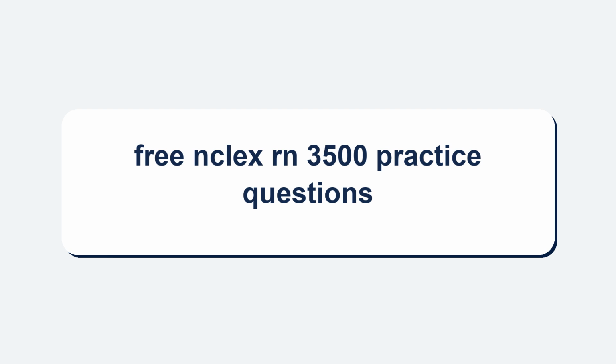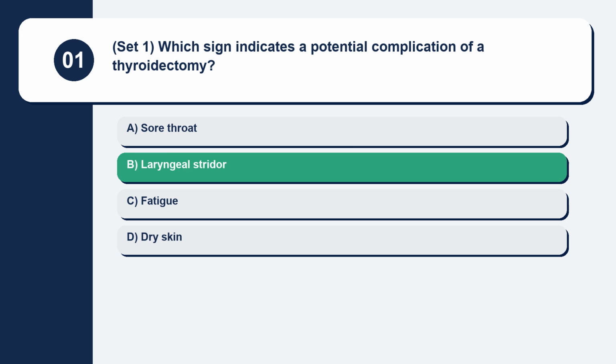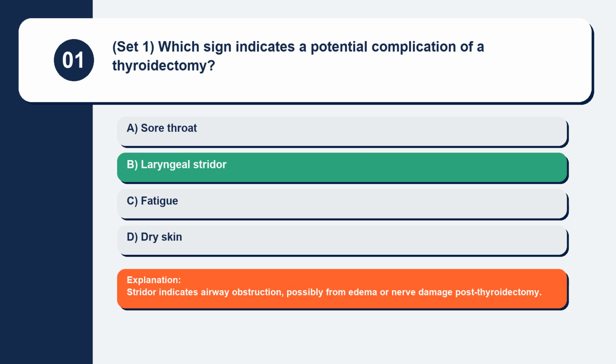NCLEX RN 3500 Practice Questions. Question 1. Set 1. Which sign indicates a potential complication of a thyroidectomy? Sore throat, laryngeal stridor, fatigue, dry skin. Stridor indicates airway obstruction, possibly from edema or nerve damage post-thyroidectomy.